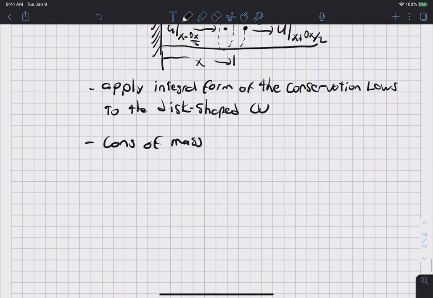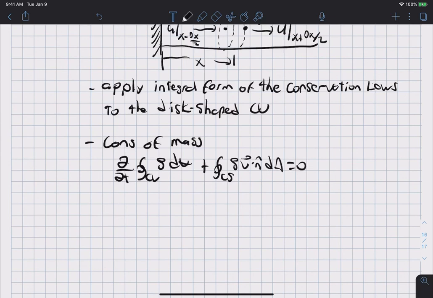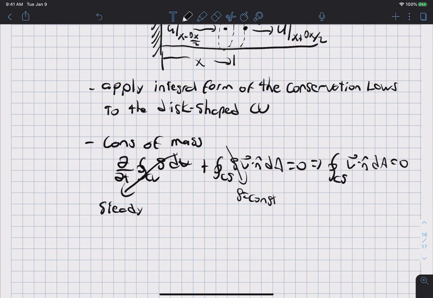And that's the same as always. So that's partial t, the integral of the control volume of rho dV, plus the integral through the control surface of rho v dot n hat dA is equal to 0. Well, we're assuming it's steady, so the time derivative goes to 0. And because we're assuming incompressible flow, rho is equal to constant, which implies, as usual, that the integral over the control surface of v dot n hat dA is equal to 0.